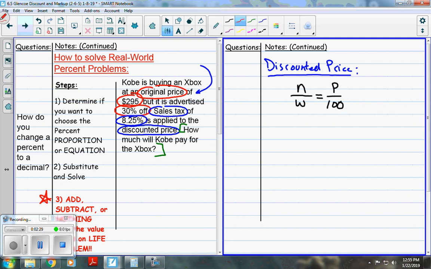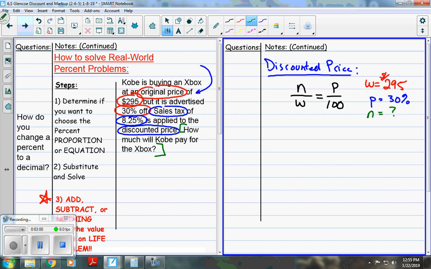They gave us the whole. The whole was the original price. Remember, that's how much the store expected to get for this. So we had $295. We know the discount is 30%. So we know the percent is 30. Oh, we're missing the part. Remember, we always have to have one of these things missing. So now we just substitute in, and we're going to use all of our skills, our calculators, to solve these problems. So let's go ahead and start finding what our discount amount will be.